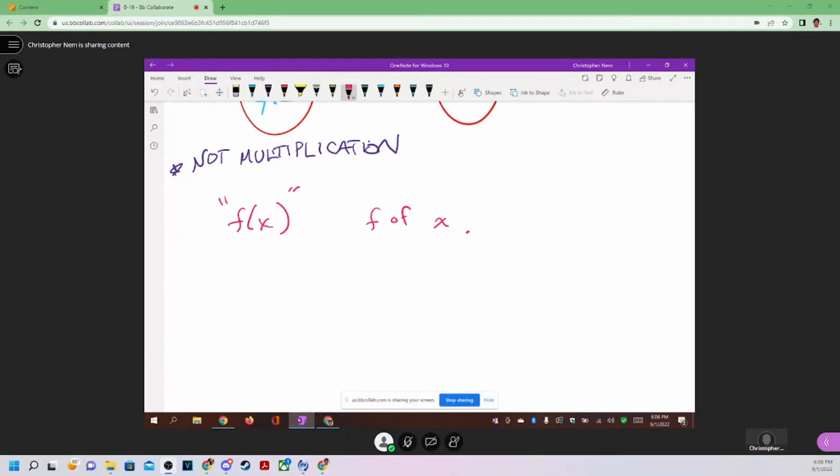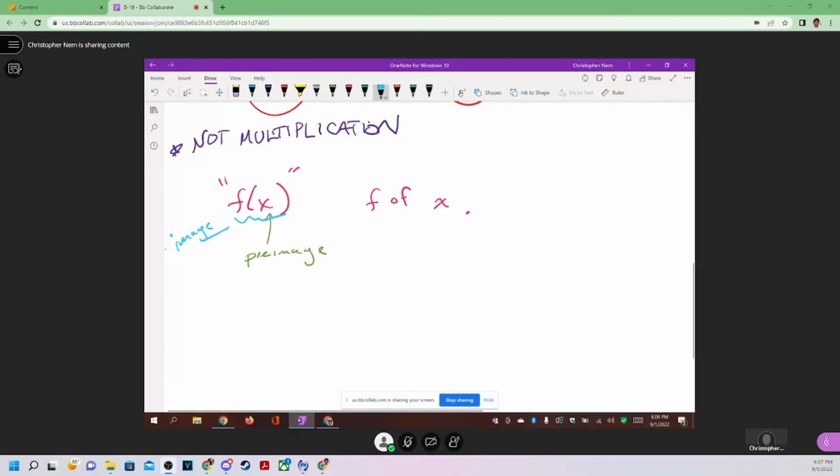Now, there's a lot of names for this, but normally the x itself, we call that the preimage. And then we call the entire f of x the image. Why? Because you have your preimage first, and then after your preimage is used, you have your image.